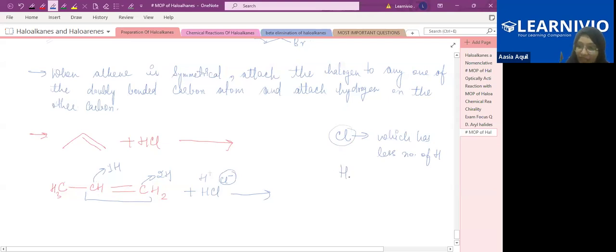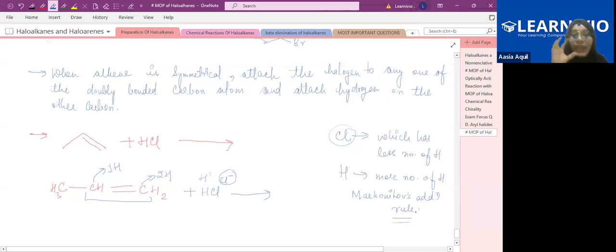And you will attach the H positive part of the halogen acid on that carbon which has more number of hydrogen, right? So this rule is known as Markovnikov's rule, Markovnikov's addition rule. Just remember, this rule is very important.